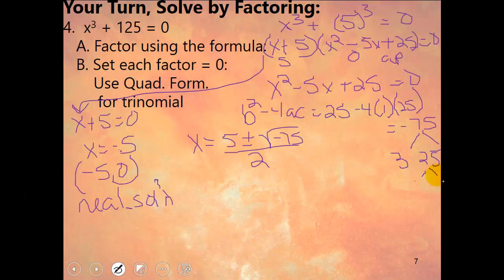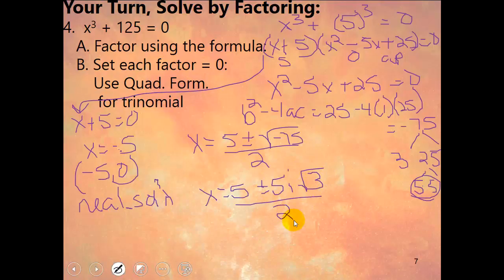And 25 is 5 and 5. So I get x equals 5 plus or minus 5i, because I'm taking that pair out, root 3 over 2. And you can leave it just like that. These are your 2 complex, and 1 real.